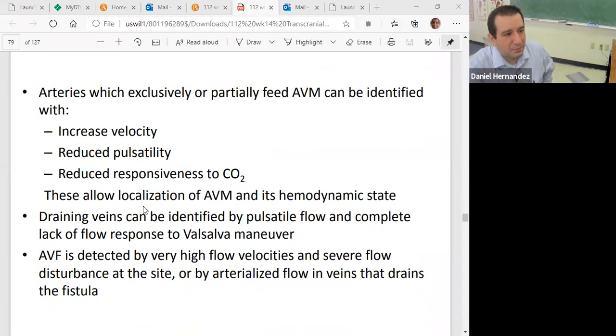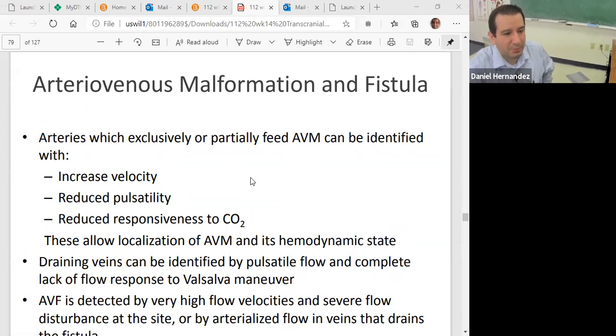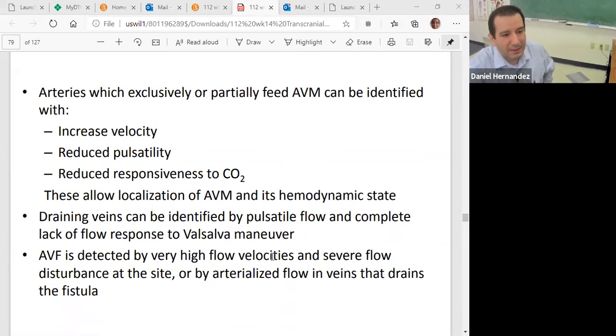So with our TCCS, these allow for localization of an arteriovenous malformation and its hemodynamic state. So the draining veins can be identified by pulsatile flow. Just as we were imaging our arteriovenous fistulas, we know that the draining vein or the venous portion of the fistula now has arterialized blood flow. So now we have pulsatile flow, because we have arterial blood flow entering into a venous system. So those venous drains will have increased flow, which is now pulsatile.